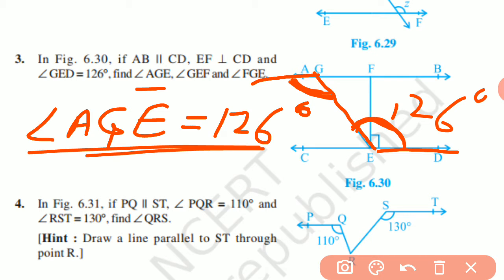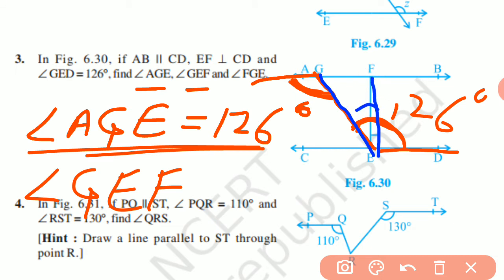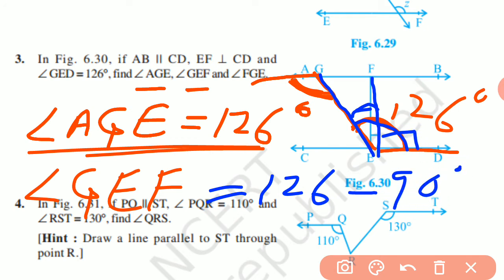And second is angle GEF. Where is GEF? This angle is GEF, this is G, E and F. GEF equals the total angle, 126 degrees, minus this, which is given as 90 degrees. So it becomes 36 degrees.